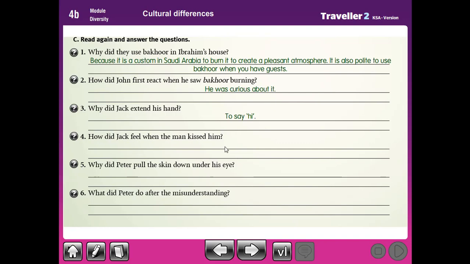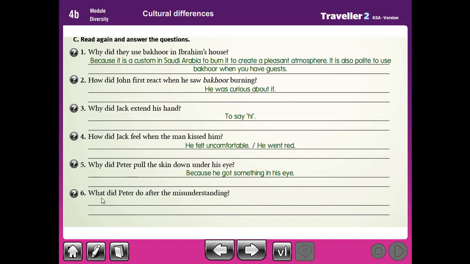He went red as beetroot, or he blushed, or he was uncomfortable. All of these, right? He felt uncomfortable and he went red. Went red means he was embarrassed, right? Embarrassed. So why did Peter pull the skin down under his eye? He was so bored, or he got something in his eye. That's okay. He got something in his eye.